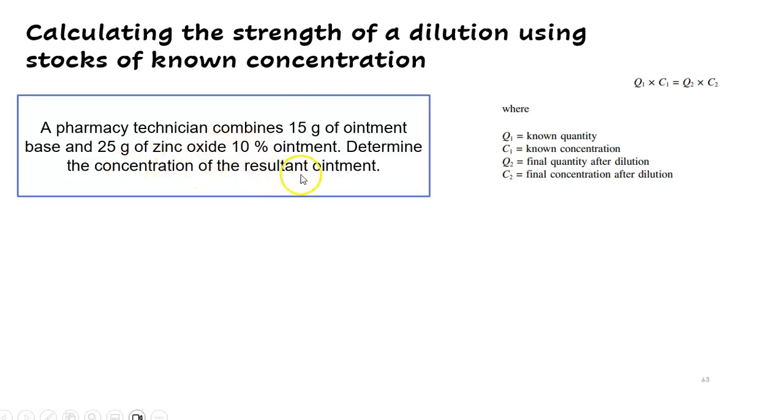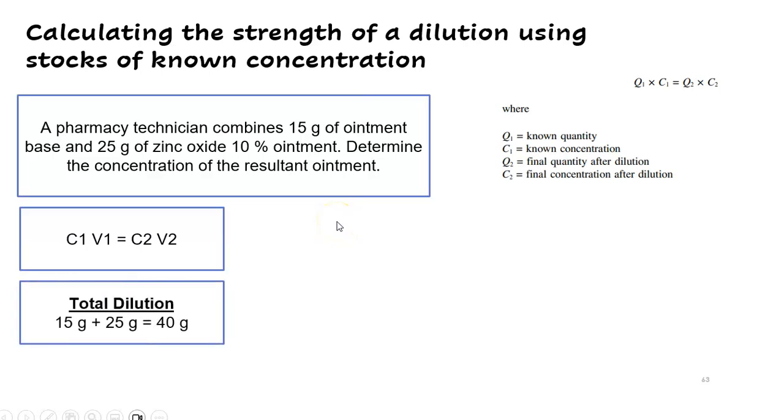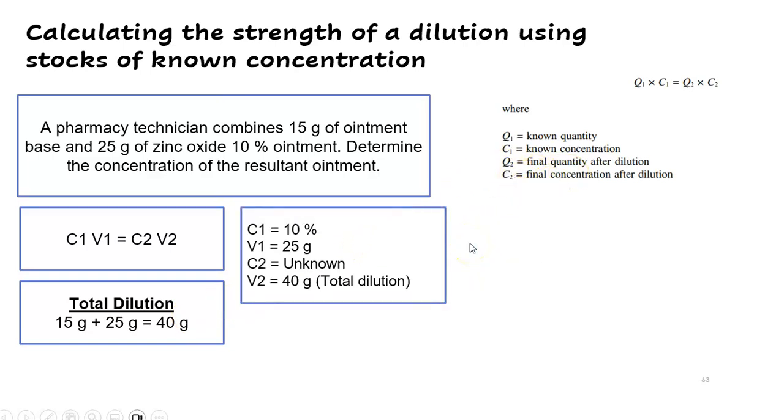Determine the concentration of the resultant mixture. Let's look at it using C1V1. The total is 15 grams plus 25, 40 grams. So the pharmacy technician has a new product, a new dilution of 40 grams, and that would be V2. Now, C2 or V2, so V1, C1, V1, Q1, C1. I like C1, V1. It's volume, quantity, it's interchangeable, okay?